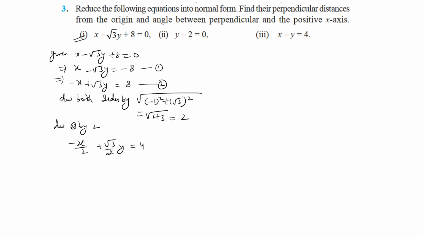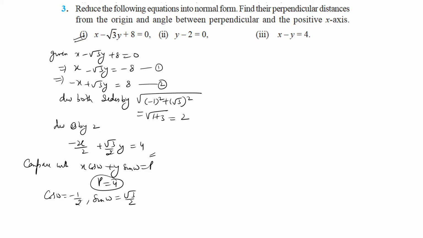Now compare it with the normal form x cos omega plus y sin omega is equal to p. So p here clearly is 4 because it is positive. Cos omega is minus 1 by 2, sin omega is root 3 by 2. Now dear students, observe one thing: cos is negative and sin is positive, which means the angle is in the second quadrant.